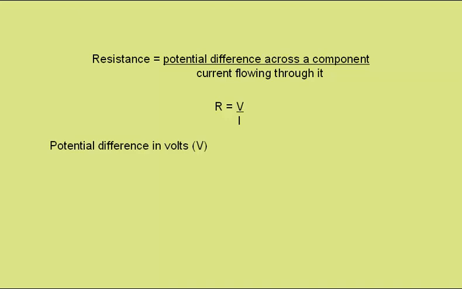Potential difference is measured in volts, symbol capital V. Current is measured in amperes, symbol capital A, often abbreviated to amps. And resistance is measured in ohms, given the symbol of the Greek letter omega.